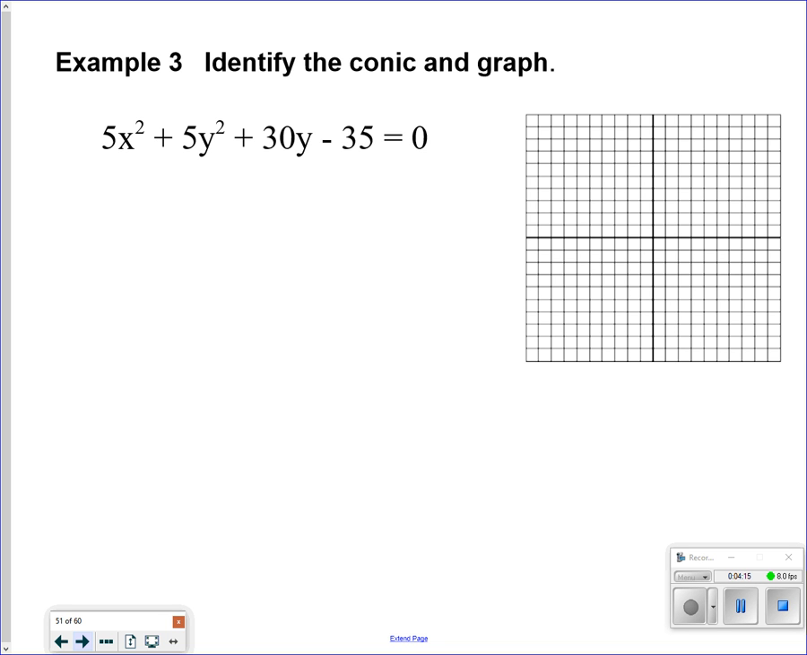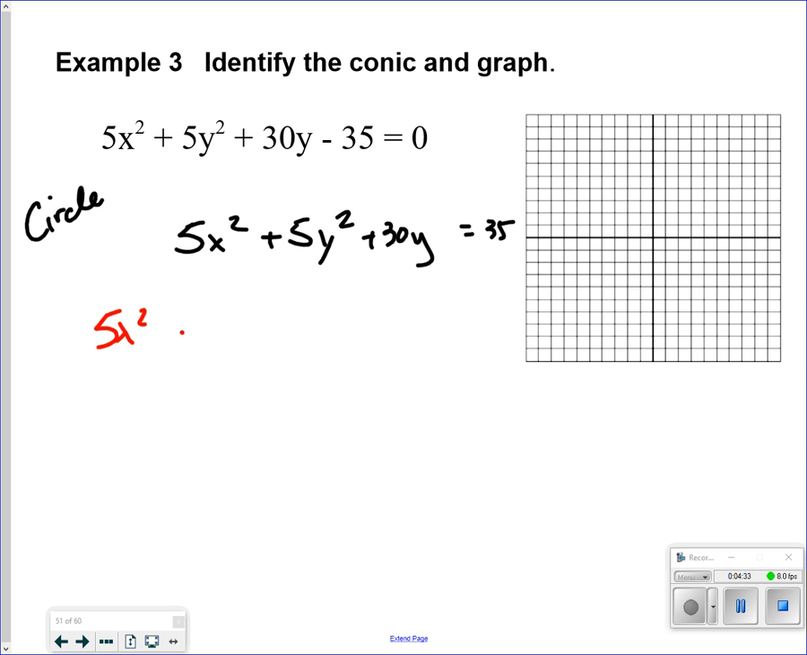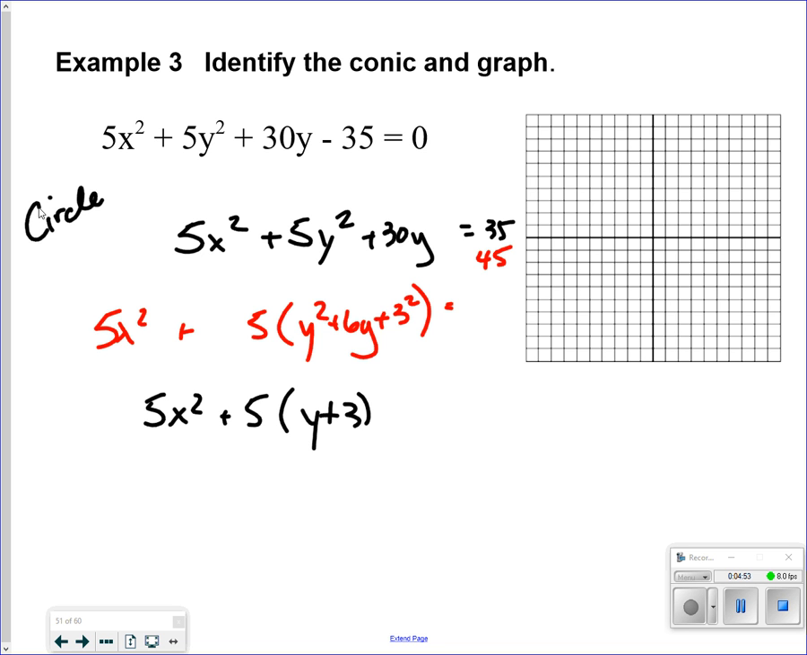So I have a 5x squared and a 5y squared. Therefore, this is a circle. Now, 5x squared plus 5y squared plus 30y equals 35. I'm going to complete the square with the y's. I'm going to take a 5 out and add 3 squared. On the other side, I wouldn't just add 3 squared, I need to add 3 squared times 5. y plus 3, quantity squared, equals. Add that up, I get 80.